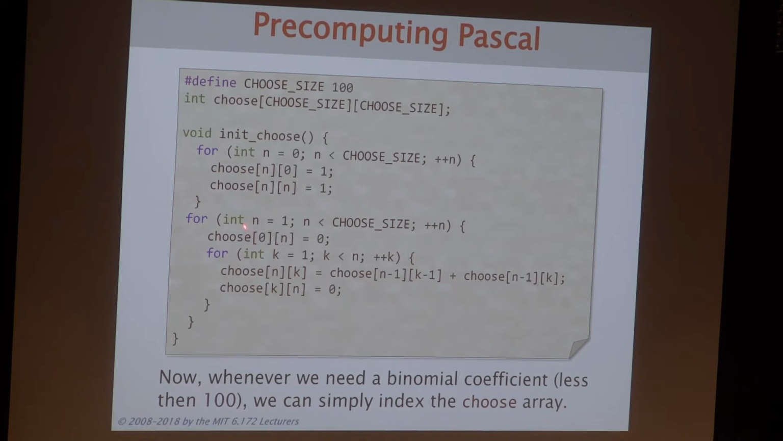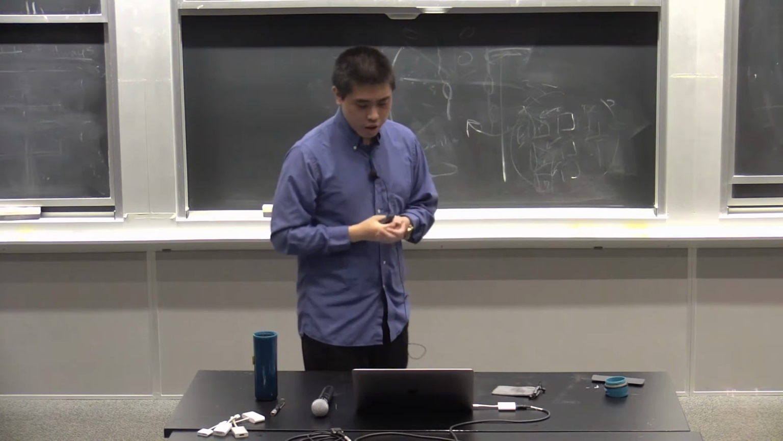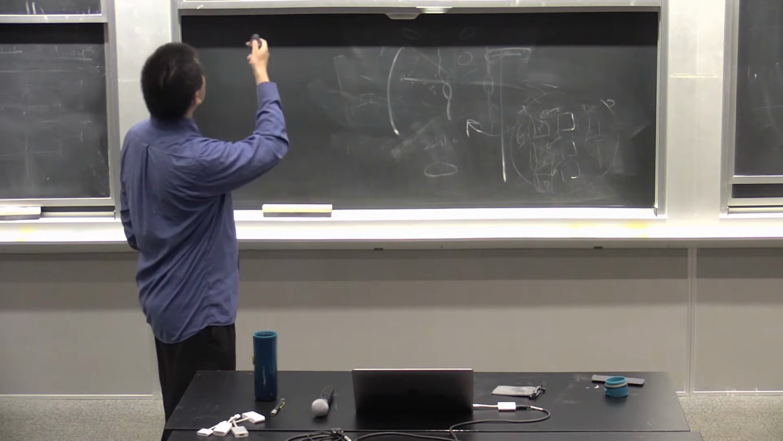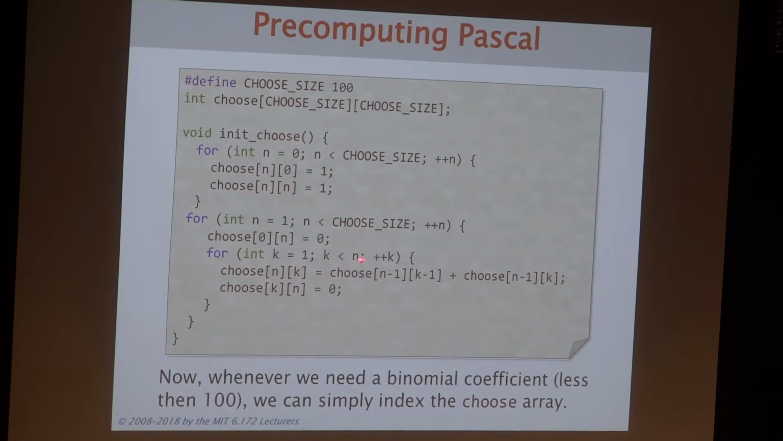Now we have a second loop, which goes from n equals 1 all the way up to choose size minus 1. First we set choose[0][n] to be 0, because here k is greater than n, so there's no way to pick more elements than the number of things in the set. Then you loop from k equals 1 all the way up to n minus 1, and you apply this recursive formula.